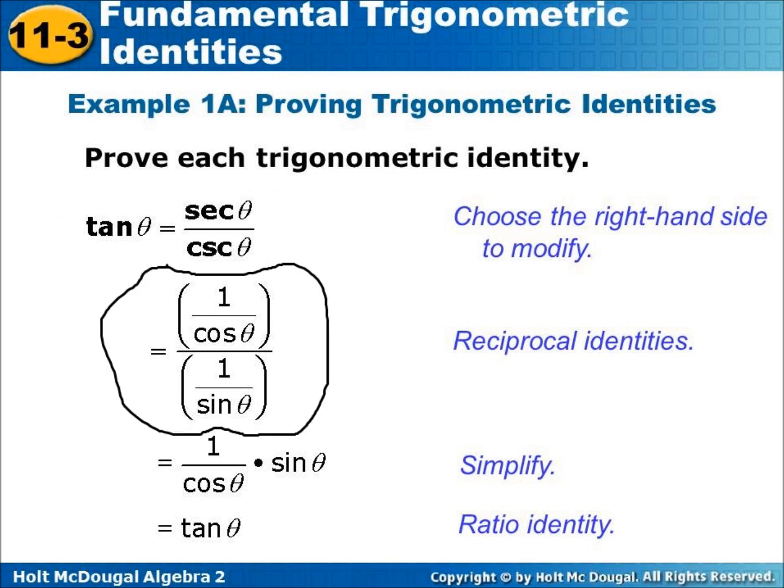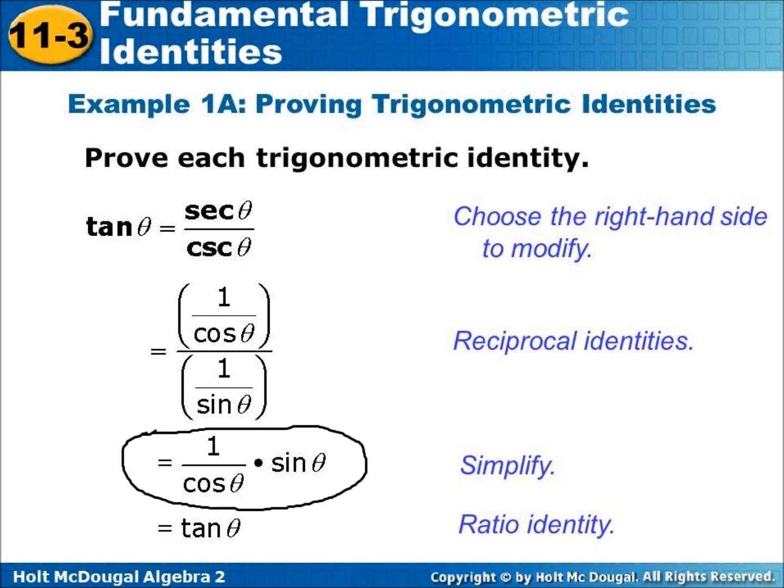To continue, the reciprocal identity of secant is 1 over cosine of theta. Cosecant is equal to 1 over sine of theta. We divide the two fractions, making it 1 over cosine times sine of theta. Sine over cosine is equal to tangent of theta using the ratio identity.